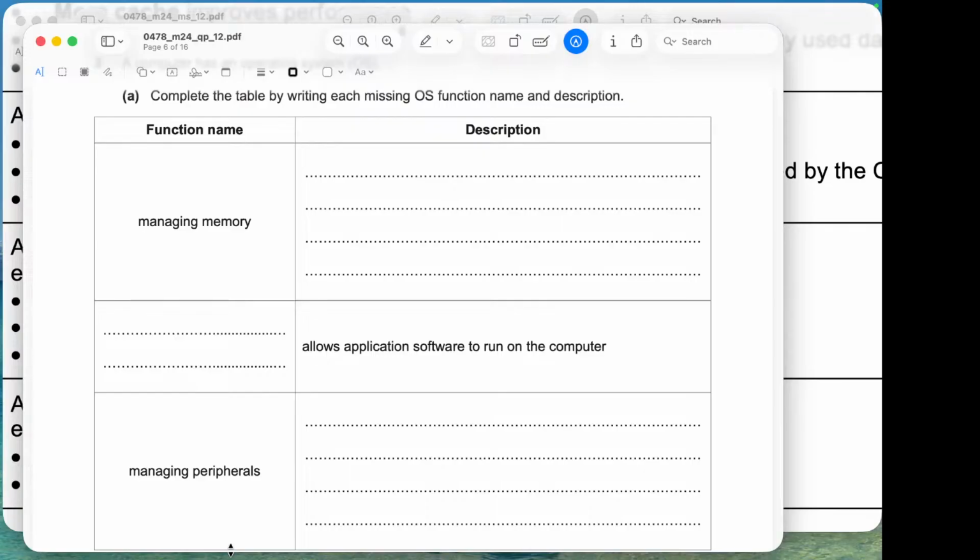So we've got managing memory. It says complete the table by writing each missing operating system function, name and description. So what is managing memory in an operating system? And then we've got a description, allows application software to run on the computer. What is the function of an operating system that lets you do that? And then the last one is you've got to describe how an operating system manages peripherals.